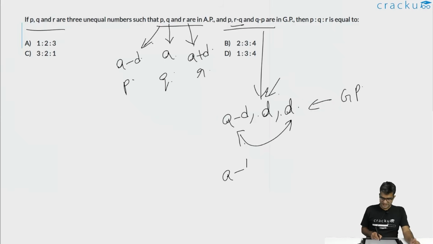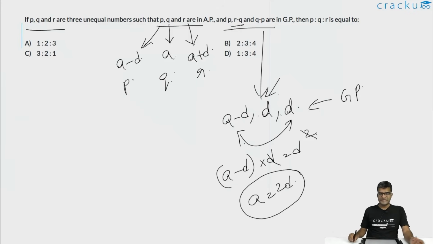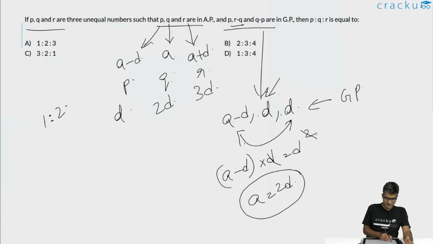So A minus D into D is equal to D square. We can cancel one D over here. So A is equal to 2D. If A is equal to 2D, P is equal to D, Q is equal to 2D and R is equal to 3D. Therefore, the ratio of the three terms P is to Q is to R will be 1 is to 2 is to 3. So the answer for this question is option A.